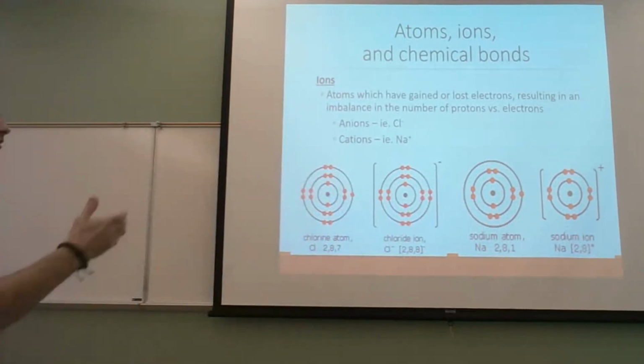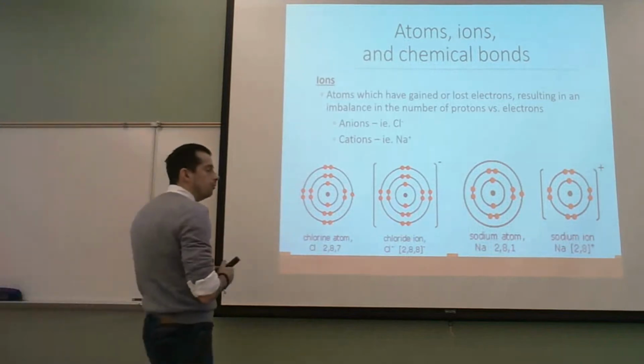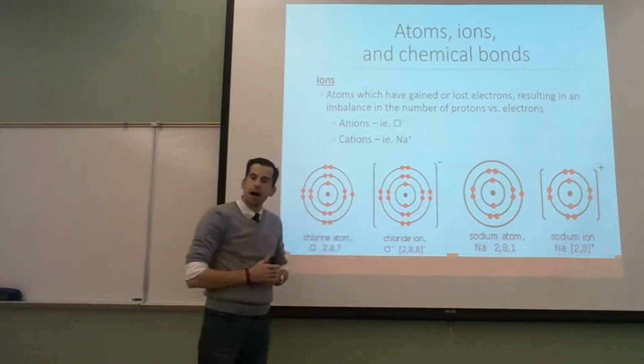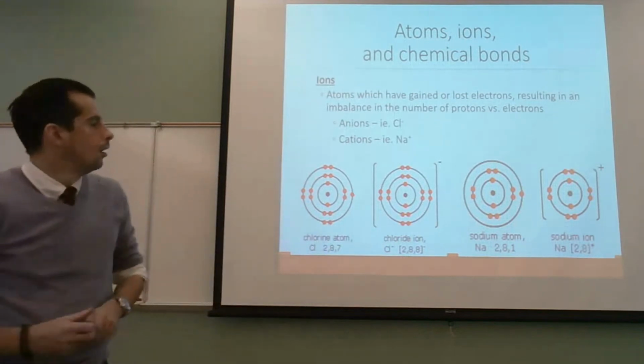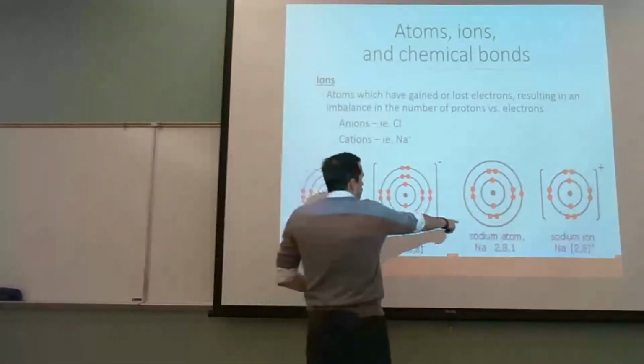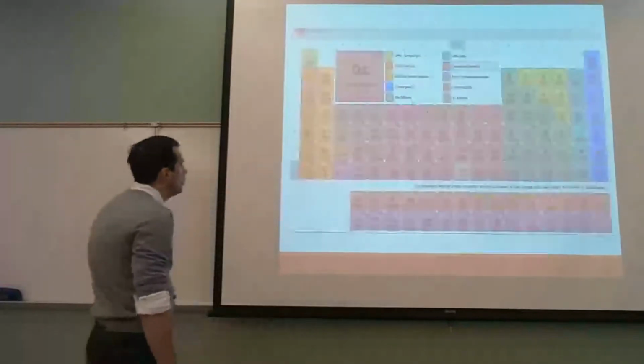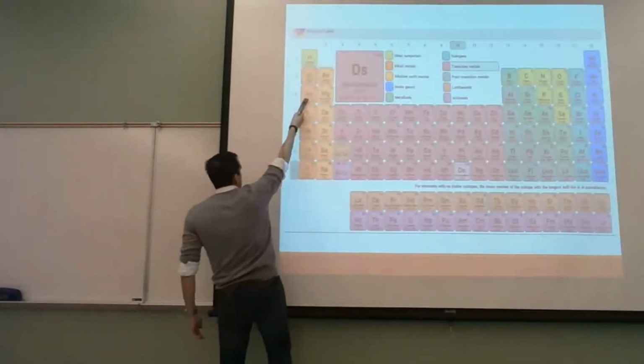So an ion is an atom that has gained or lost electrons, therefore offsetting that balance. It's always going to be a charged particle. Over here we have sodium. Sodium is going to be found here on the periodic table.